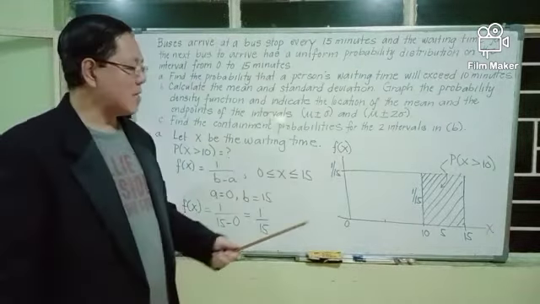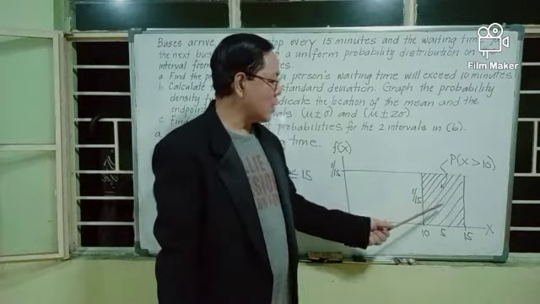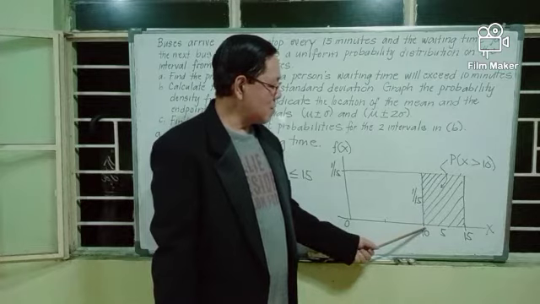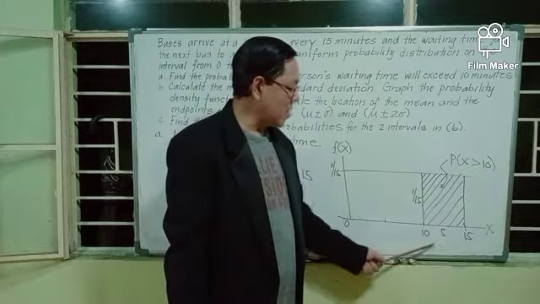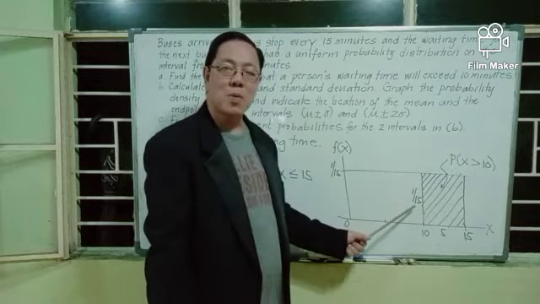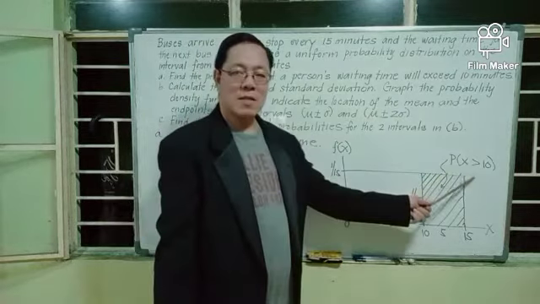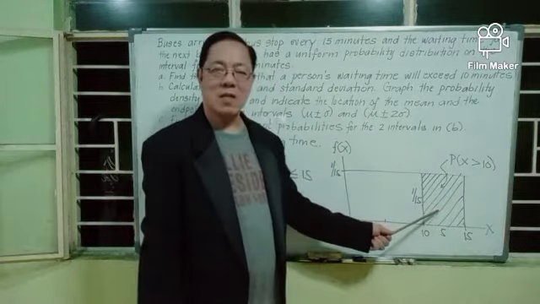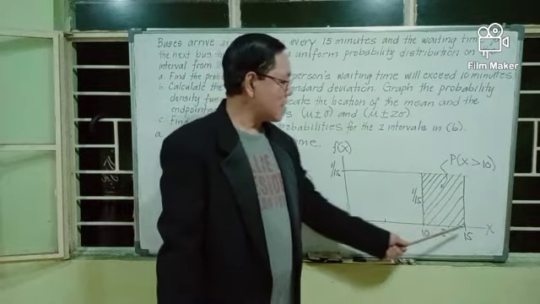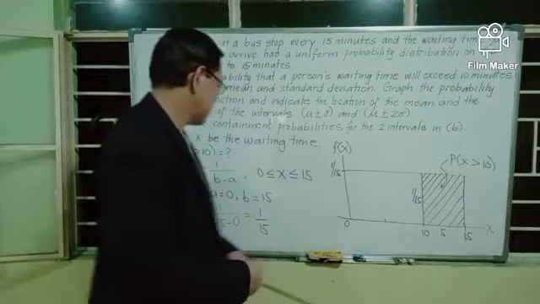Again, the probability that the waiting time x of a person will be more than 10 minutes is equal to the area of this rectangle, with this side from 10 to 15, or a length of 5 units, and this height of 1 over 15. So we calculate this probability that x is greater than 10 minutes by getting the area of this rectangle, and the area of a rectangle is equal to the length times the width, where the width corresponds to the height of this rectangle.